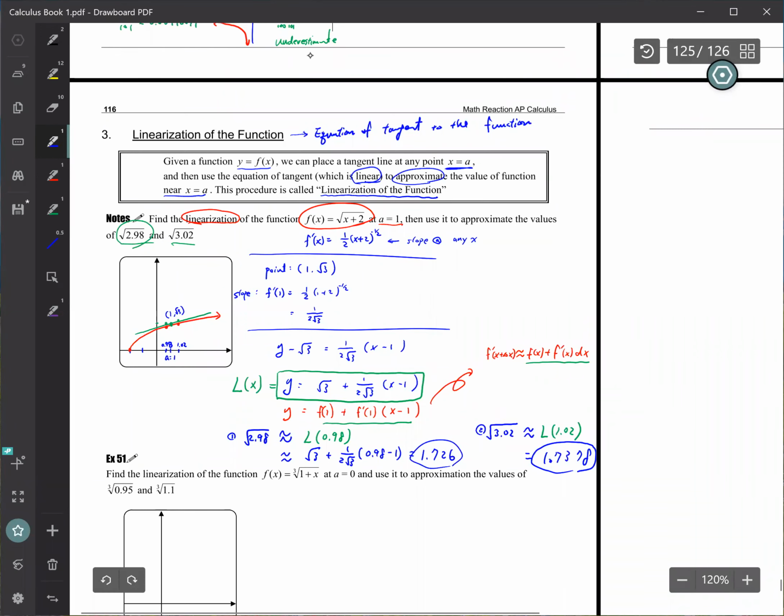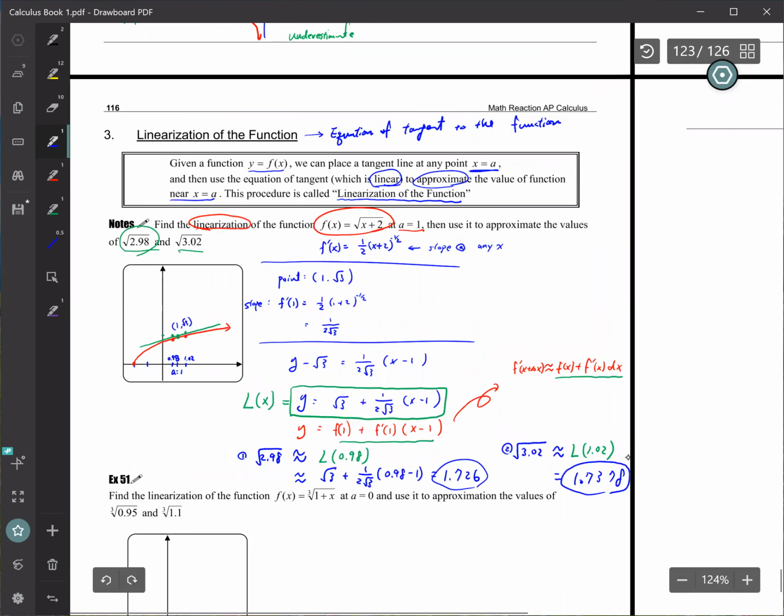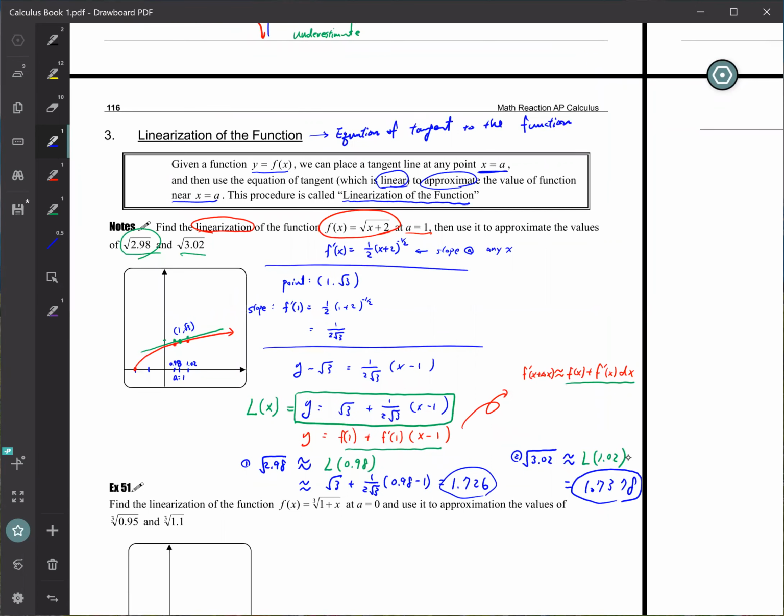Jason, I have a question. Yep. Is this course AP Calculus or just calculus? AP Calculus. Oh, okay, thank you. Yeah, and it's the AB. AP has 2 parts, right? Oh, okay.